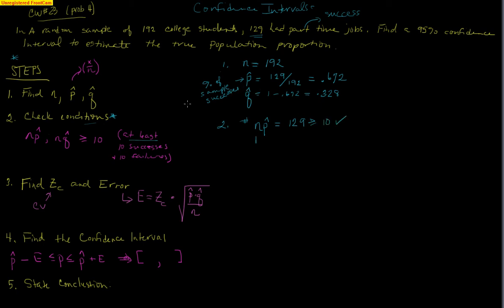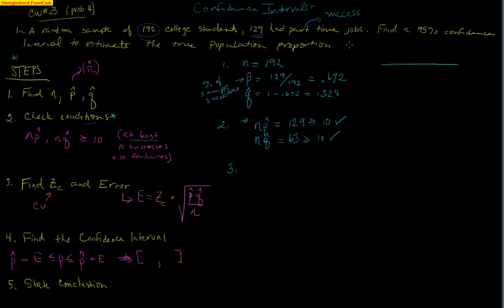But we also have to confirm that the number of failures exceeds 10, and that comes from n times q hat. Or you can just subtract: you asked 192 students, and 129 of them had part-time jobs. So how many of them didn't have part-time jobs? Well, 63 of them didn't, and that is also greater than or equal to 10. So our conditions are met, and we can move on. All right, so the next step is to go ahead and do some computations, because remember, what we're looking for is an interval.